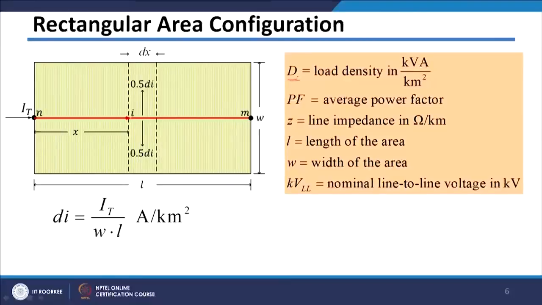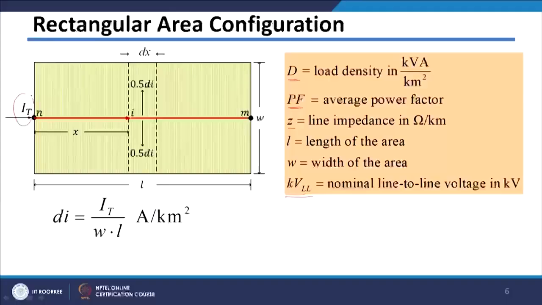So, for the voltage drop calculation, we assume there is D amount of load density in kVA per kilometer square, and the power factor is basically the average power factor of the area, because at different locations there will be different power factors, so we are taking the average value of power factor. Z is again the line impedance in ohm per kilometer, L is the length of the area, W is the width of the area, and the nominal voltage is in kV, that is kV line to line is the nominal voltage of the feeder.